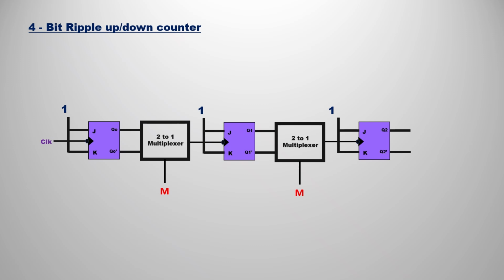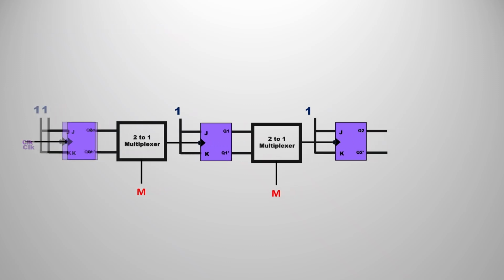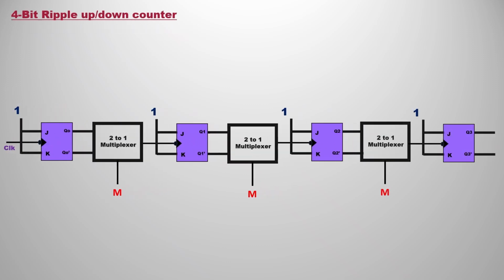Now we are going to build the 4-bit ripple up down counter. Basically, up counting and down counting will be in a single counter. The 4-bit counter is nothing but an extension of the 3-bit counter: here we have 3 flip-flops for the 3-bit counter, so just add 1 more flip-flop, and that becomes our 4-bit ripple up down counter. So finally, as you can see there, that is the 4-bit ripple up down counter.